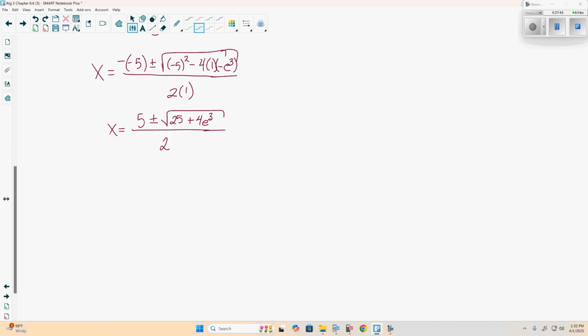Now we will need to calculate this out a little bit further because all the ones that we've done, especially with 2 logs being added, one solution's worked, one is not. And it's figuring out which one works and which one doesn't. Well, there are 2 equations here. Because we have 5 plus the square root of 25 plus 4e to the third over 2. And the other x is equal to 5 minus the square root of 25 plus 4e to the third over 2.